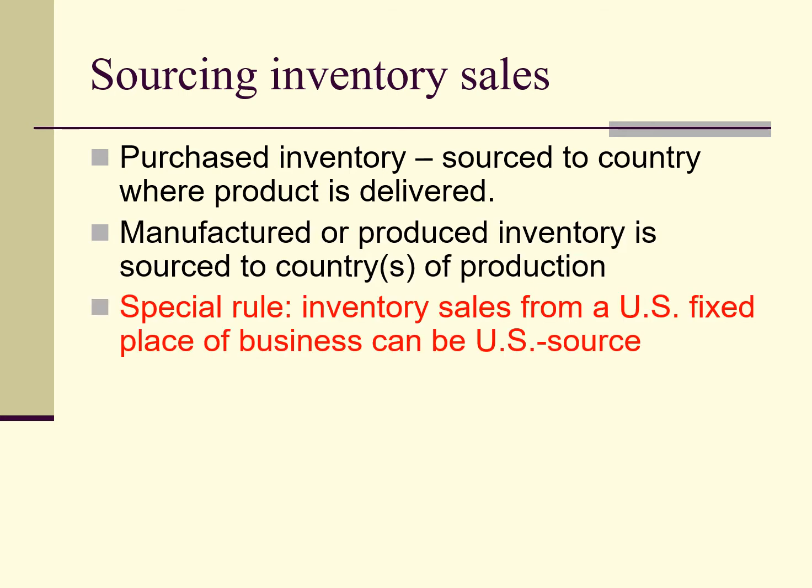Under a special rule, however, discussed later in this lecture, sales of inventory attributable to a U.S. fixed place of business can result in U.S. source income, even if the income would be foreign source under the previous rules.